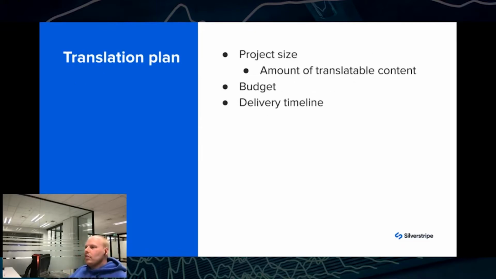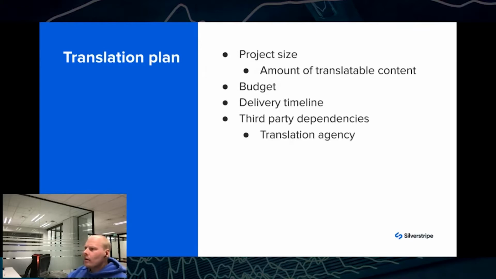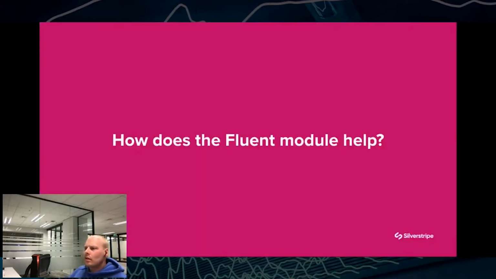So translation plan is a good place to start. There are several considerations like project size, which obviously drives the amount of translatable content, and also available budget and delivery timeline. Also, you have to consider dependencies on third parties, such as translation agencies, because it depends on the amount of content, but it may take a while to get all your stuff translated. So how does the Fluent module help with translation plan?